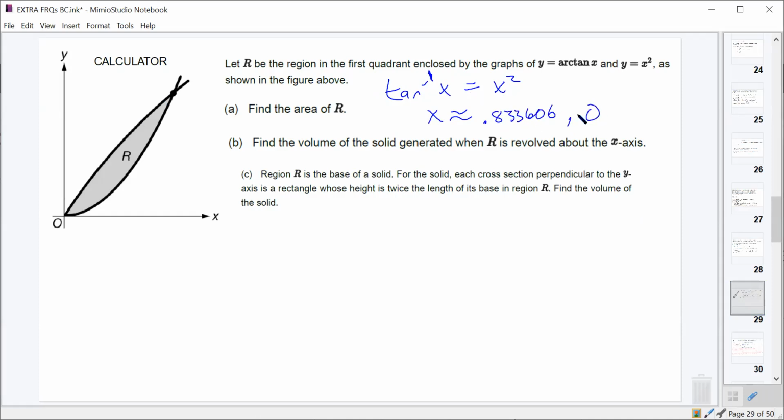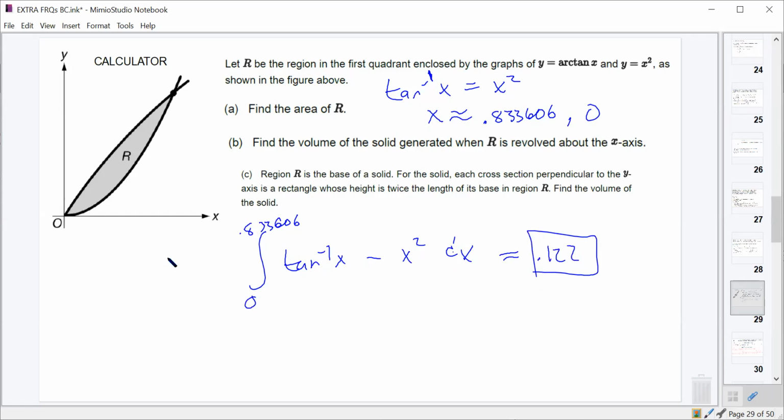and x equals 0. So we are going to integrate the upper function inverse tangent x minus the lower function x squared dx from 0 to 0.833606. And that comes out to be 0.122. Everybody good with part A?